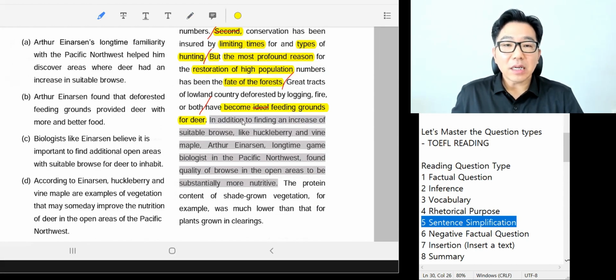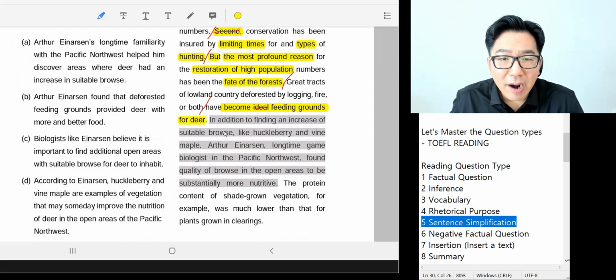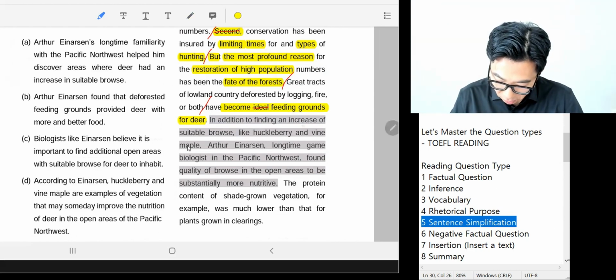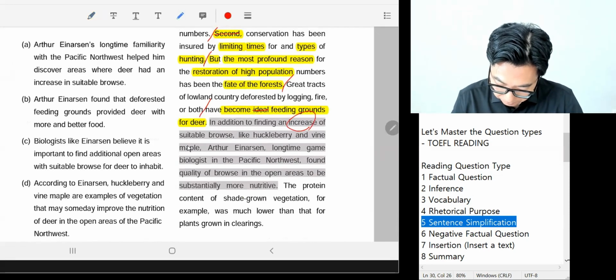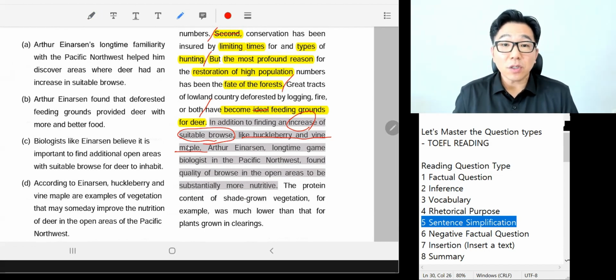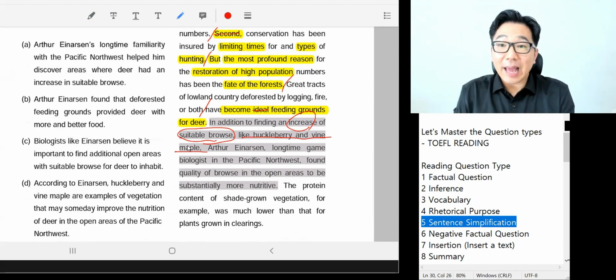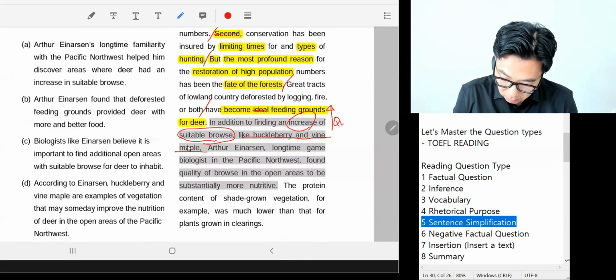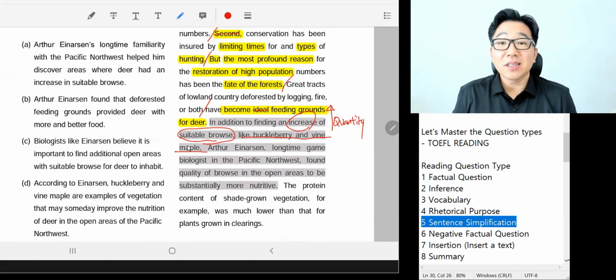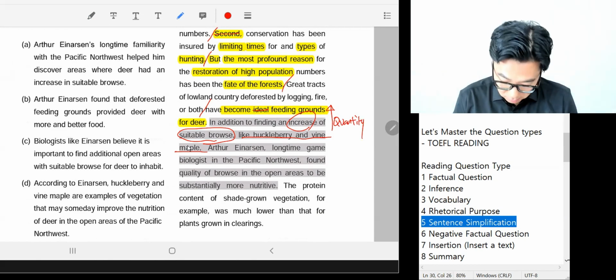Okay. How? In addition to finding an increase of suitable browse like huckleberries and vine maple. So actually their understory food source like huckleberry and vine maple, suitable browse. So browse here refers to suitable food source. So actually it's surprising, but because the forest has been cleared, these understory plants, refer to episode 1, understory, like underlayer vegetation of the forest, so the small plants that grow on the ground, have increased in numbers. Wow. Lucky for them. What a coincidence. It's pure luck. Yeah, I'm sure. So that's one reason.